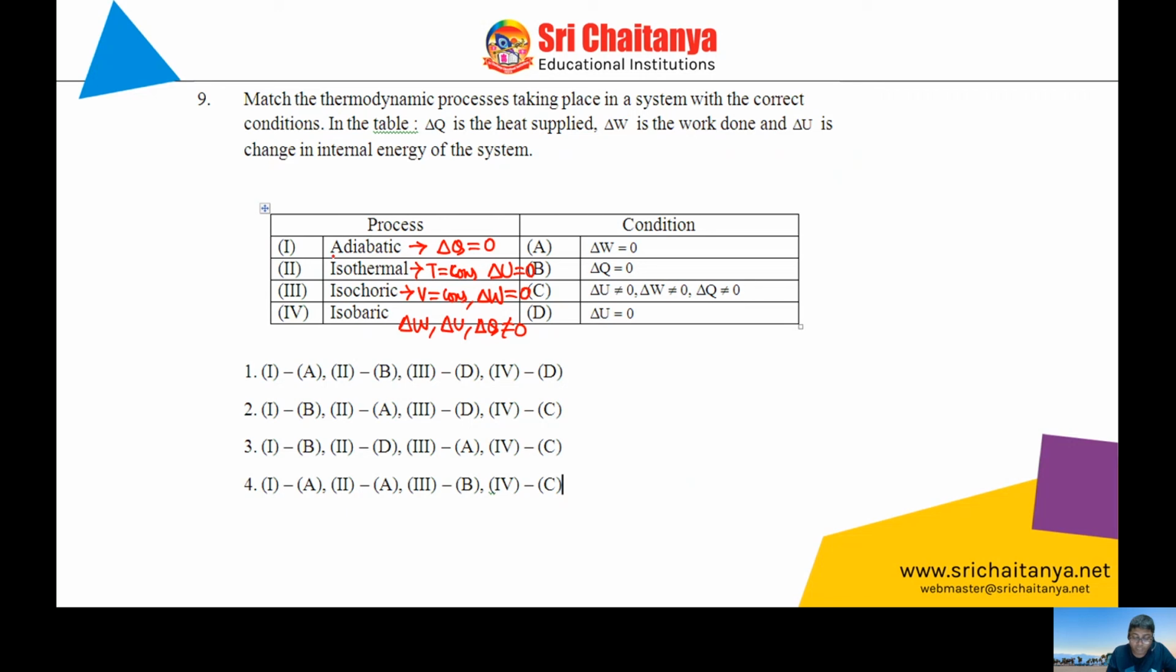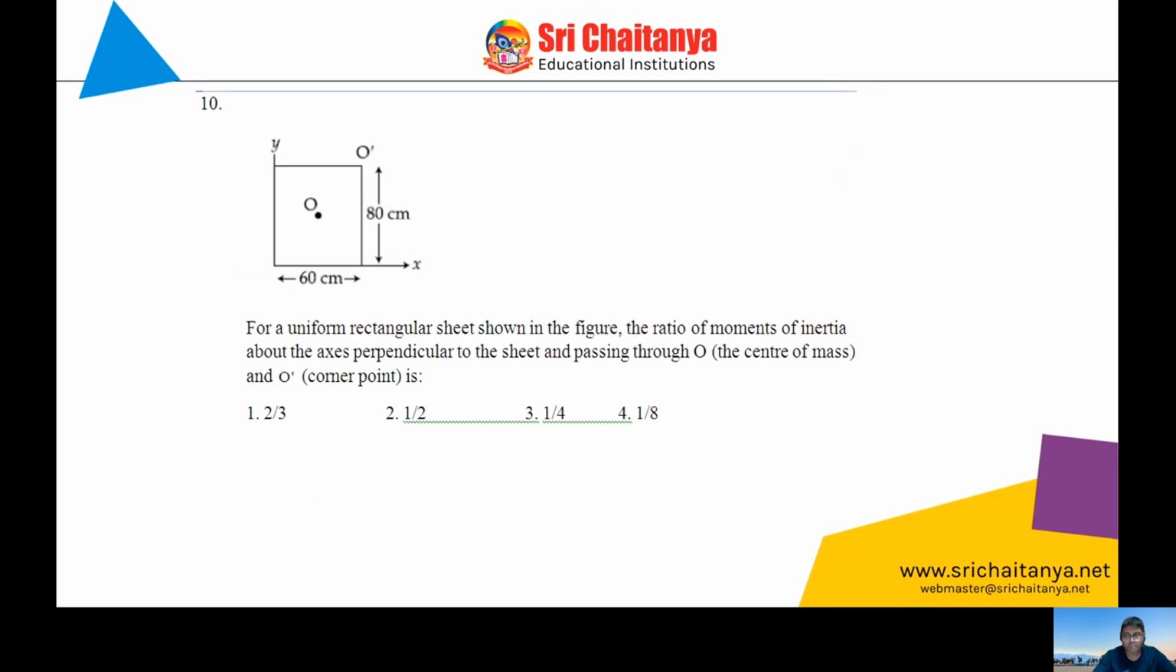So obviously we have to match. Option 1, adiabatic process, belongs to B, that is delta Q is equal to 0. 2 belongs to delta U is equal to 0, which is D. And 3 is the isochoric process, where delta W is 0, so that is A. And obviously this one is C. So I think this would be the third option, B, D, A, C. Okay, so the third option is correct. That is the simplest question you can have. Now let's move on to the next question, that is question number 10.